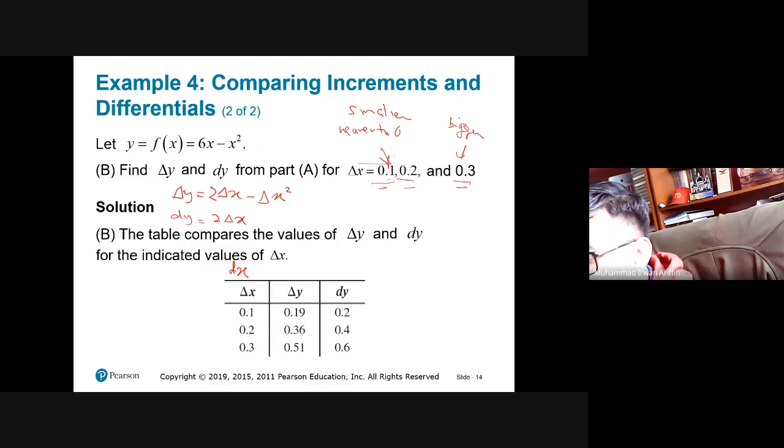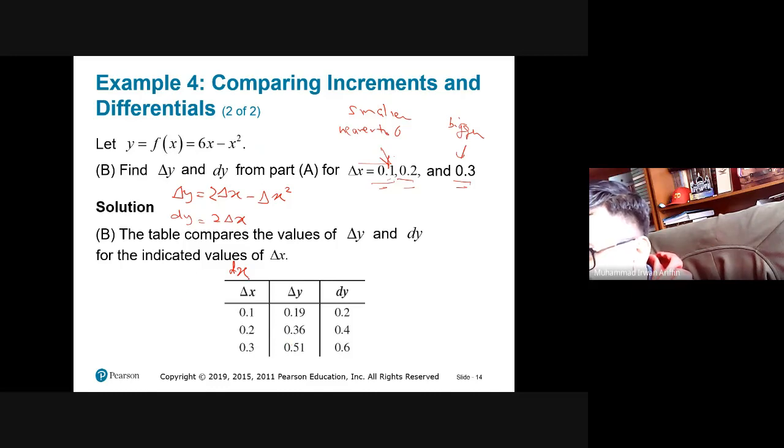So 2 multiplied by 0.3 will give you 0.6, but then you have to subtract 0.09, because 0.3 squared is 0.09, so you get 0.551.